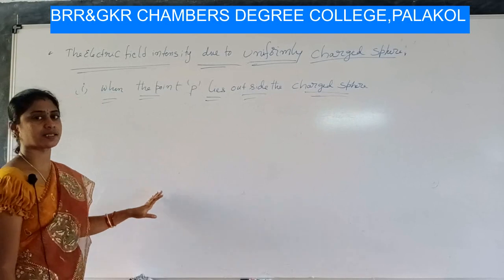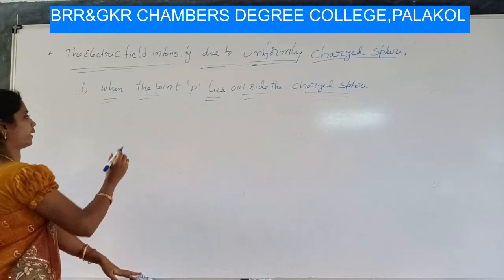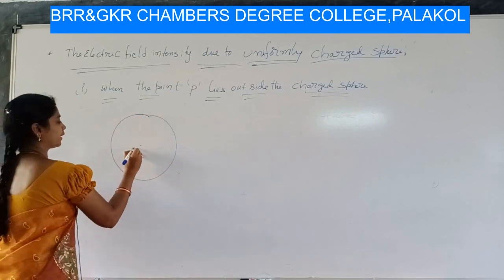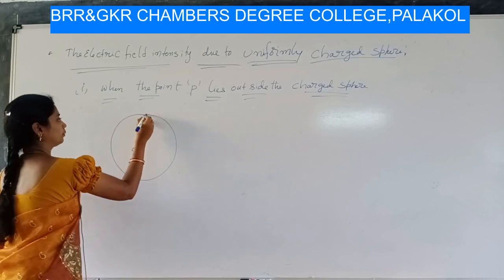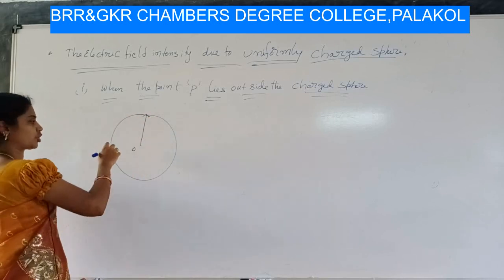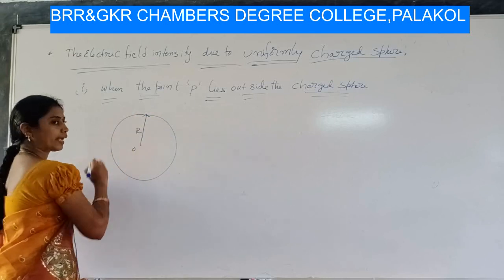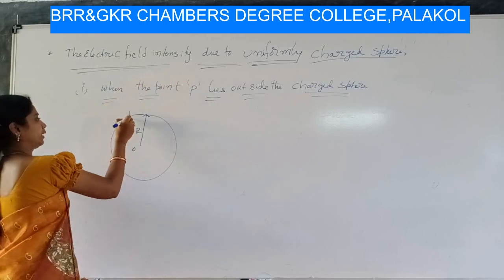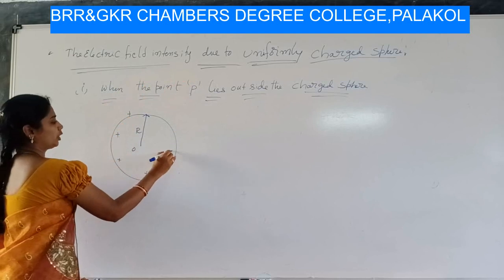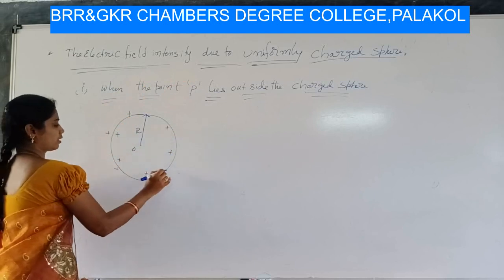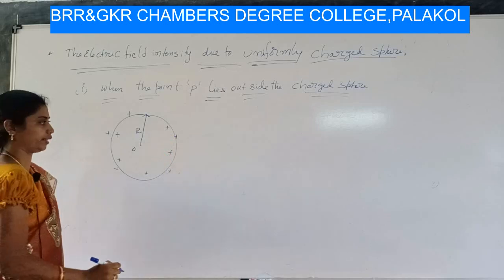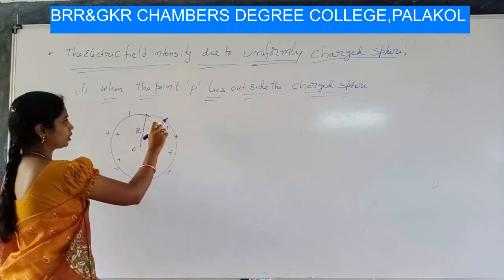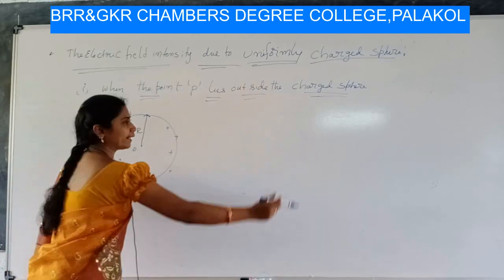So, for explaining this case, first we consider a charged sphere with center O and radius capital R. Here, the case is a uniformly charged sphere. Hence, charge Q is uniformly distributed throughout this sphere. Here the sphere is non-conducting. Okay. Then our assumption is that the point P lies outside the charged sphere.